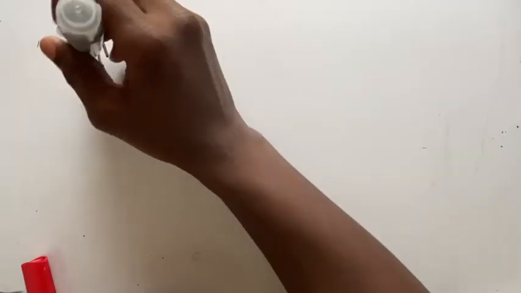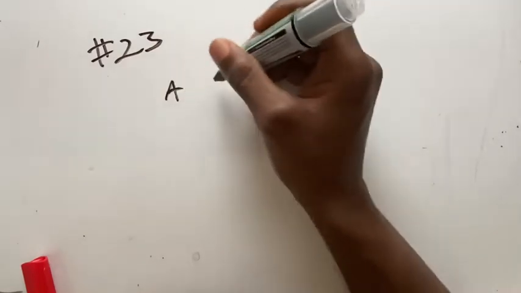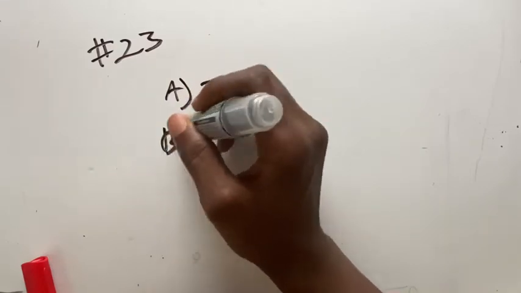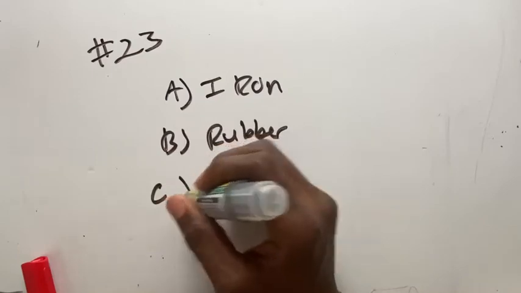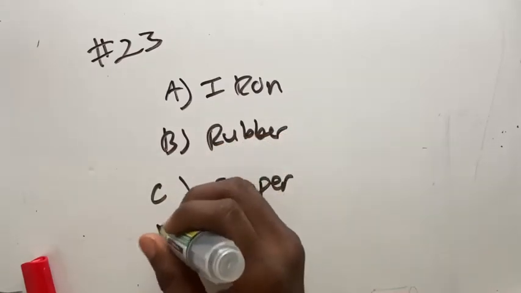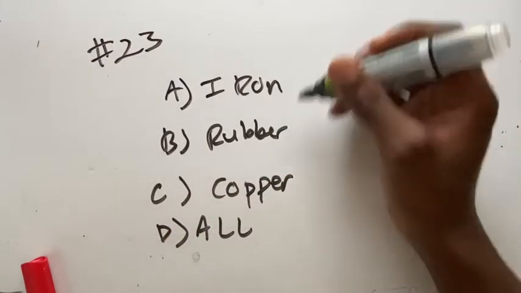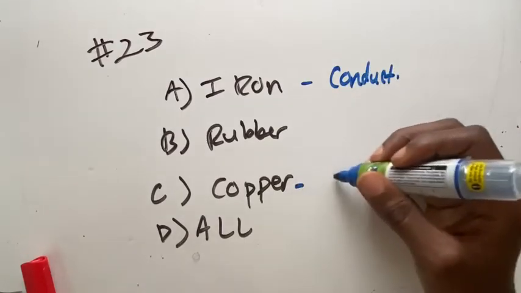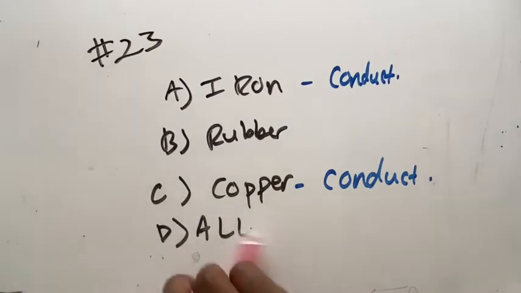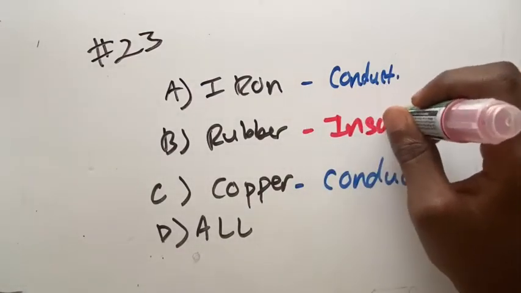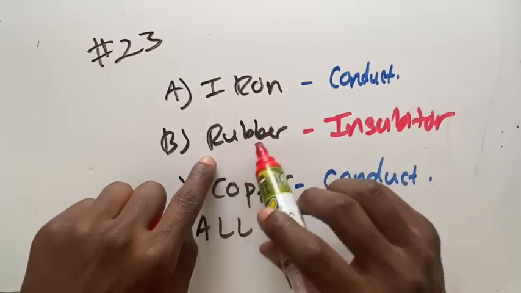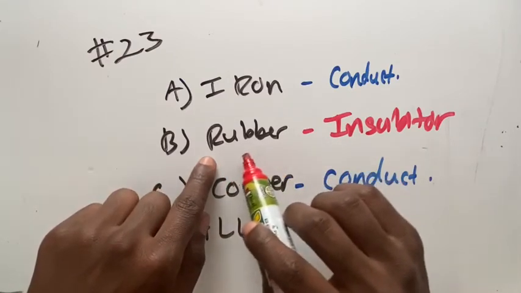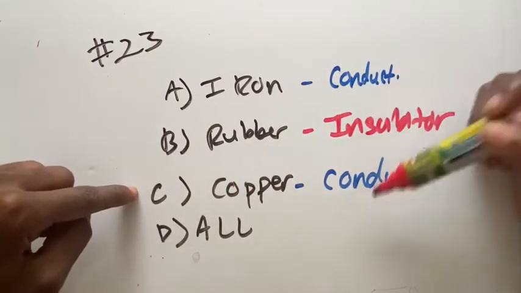23 says, which of these, all of the same length, has a greater electrical resistance? We have A, an iron ball, B, rubber, C, copper, and D, all of the above. Well, we know iron and copper are both conductors, right? Rubber, we know, is an insulator. It basically means you can't put a charge through anything made of rubber, but you can put a charge through iron or copper, because both of those are conductors.